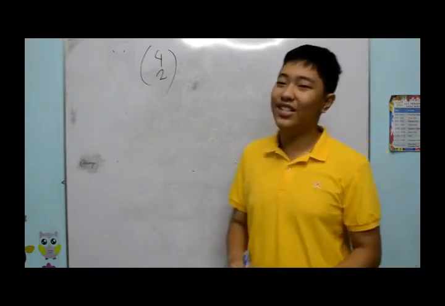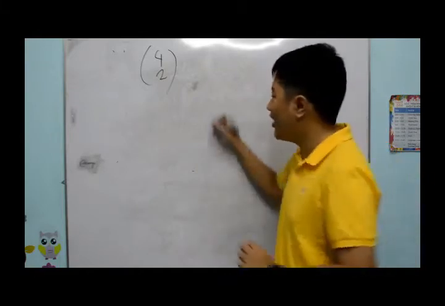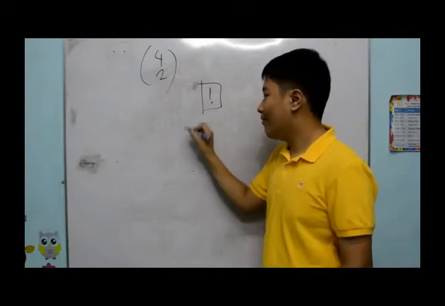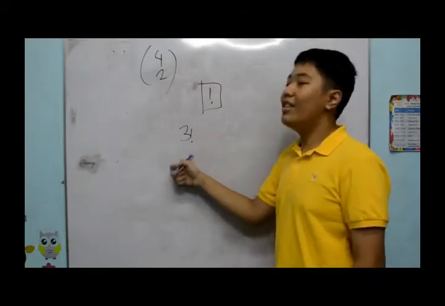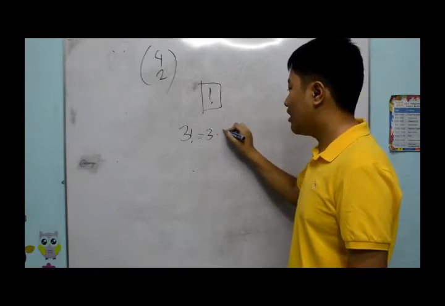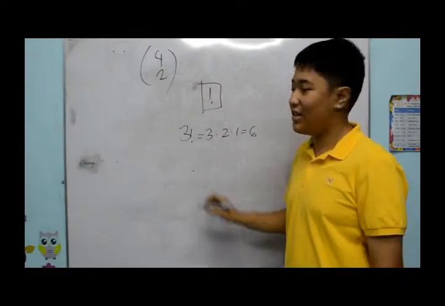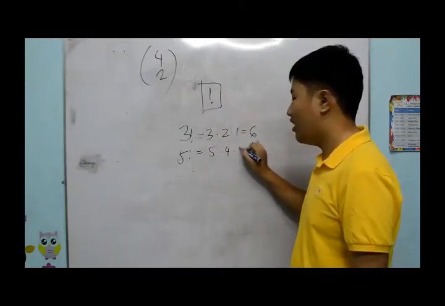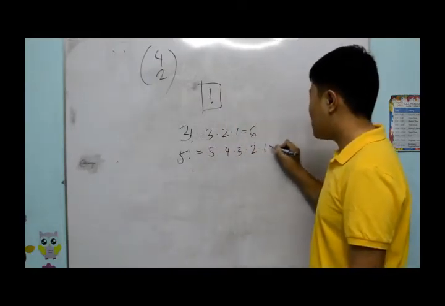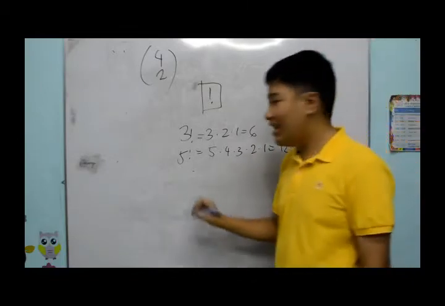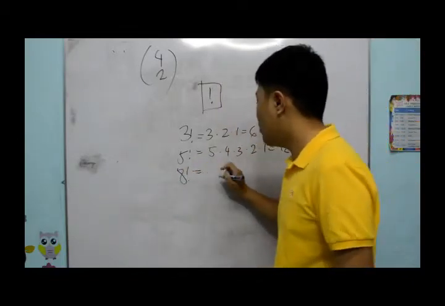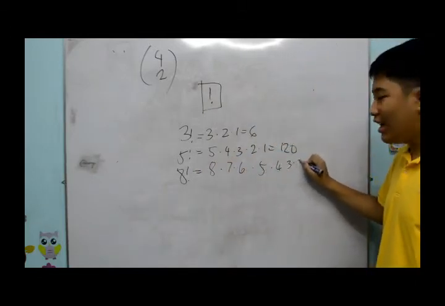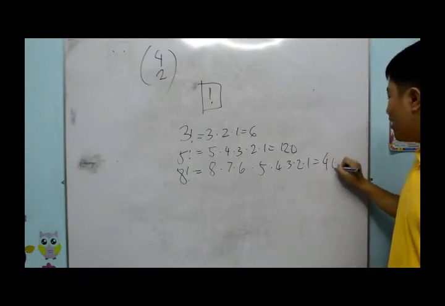The factorial button is something you might have played around with on your calculator. It looks like this. Here's an example of how to use it. 3 factorial is equal to 3 times 2 times 1, which equals 6. 5 factorial is equal to 5 times 4 times 3 times 2 times 1, which equals 120. And 8 factorial is equal to 8 times 7 times 6 times 5 times 4 times 3 times 2 times 1, which equals 40,320.